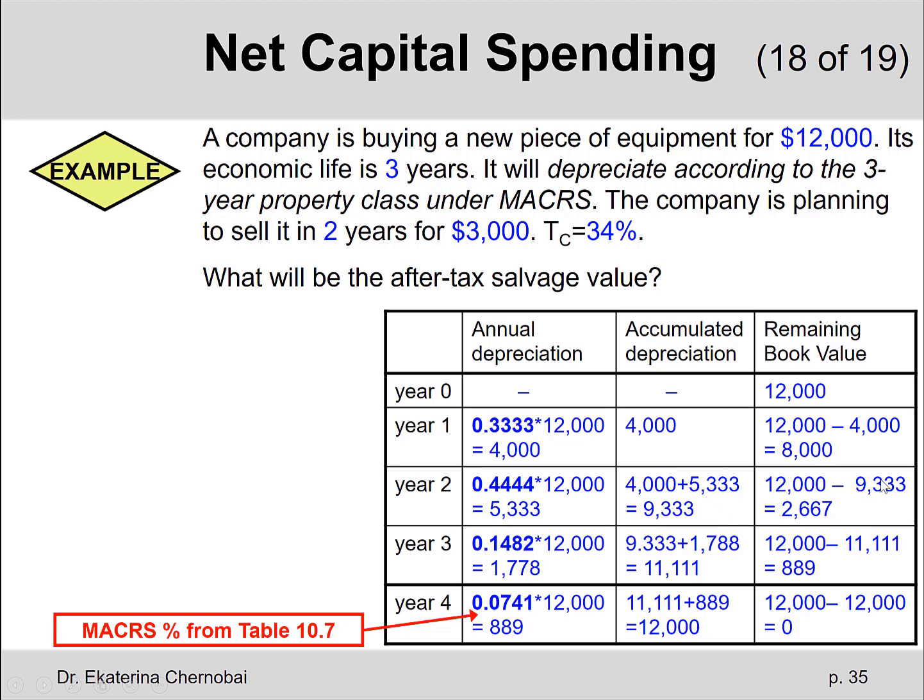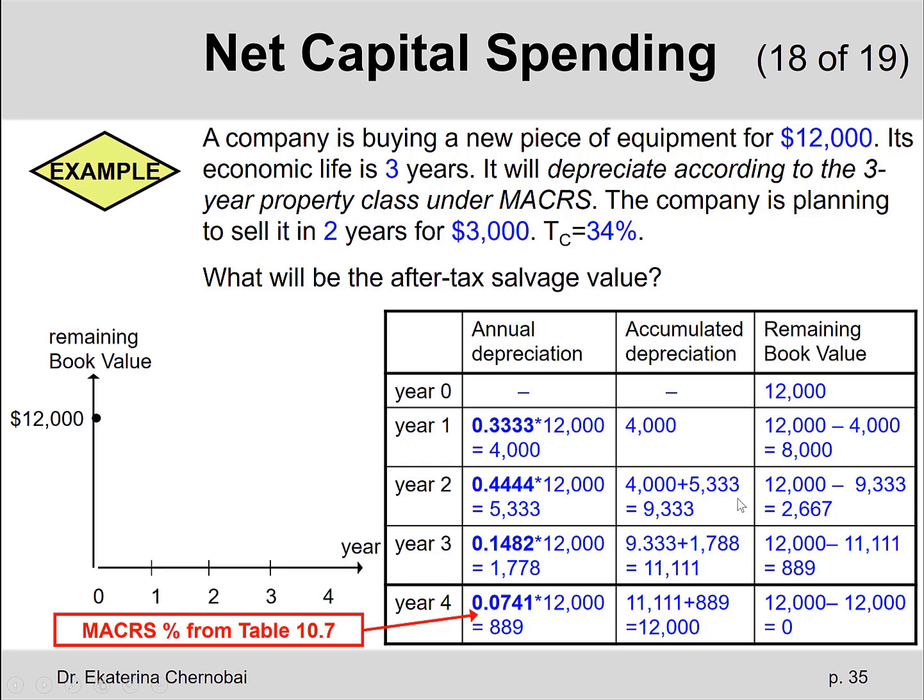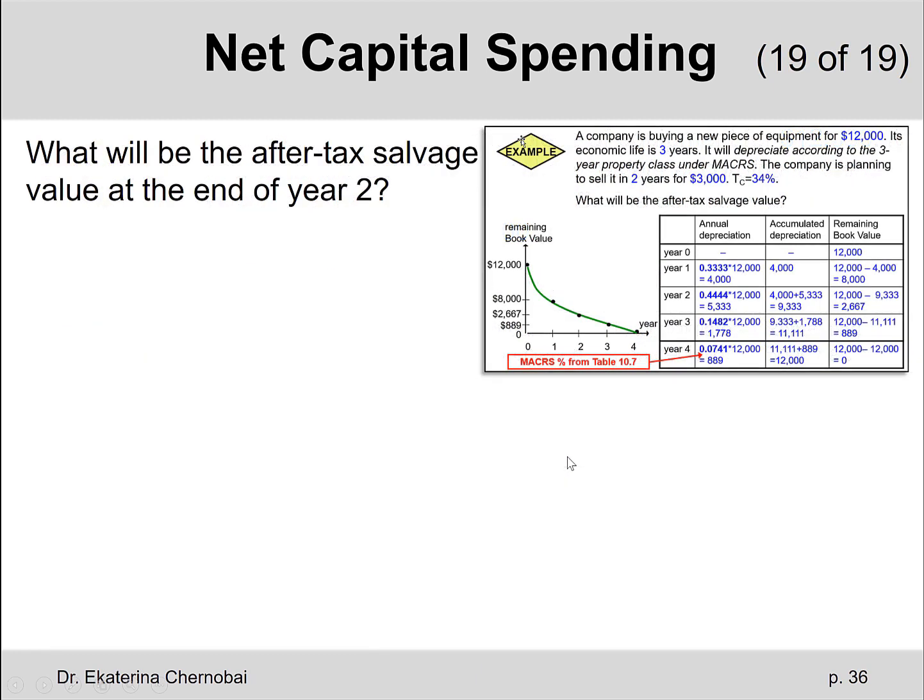When we subtract $9,333 from the initial book value of $12,000, we get the remaining book value at the end of the second year, $2,667. And notice how the value drops unevenly over the economic life of this equipment. So there are different drops over different years.